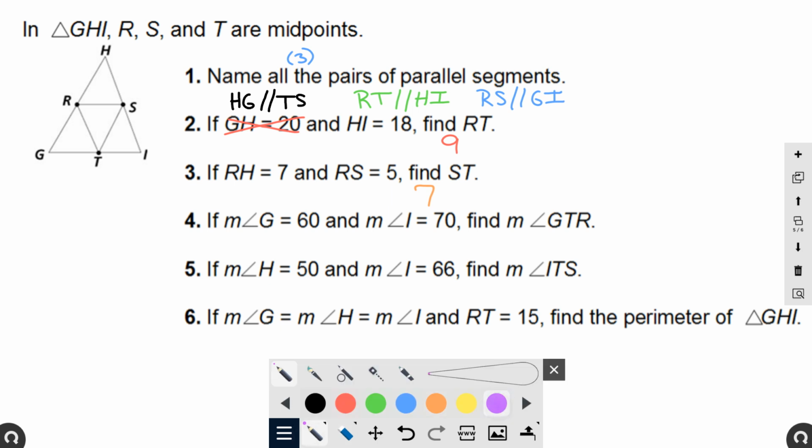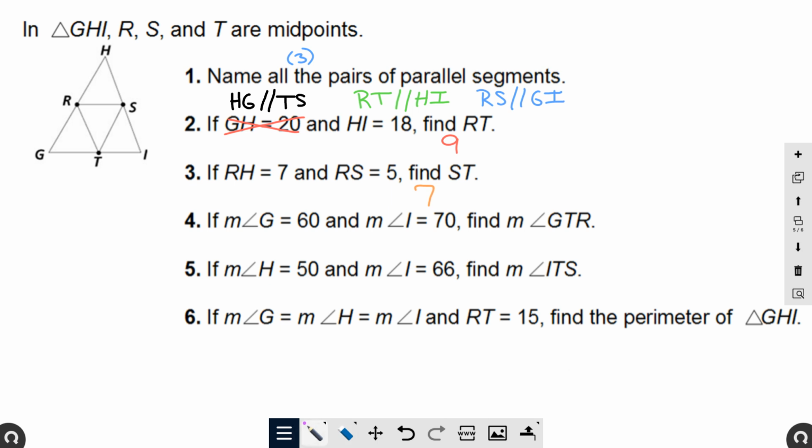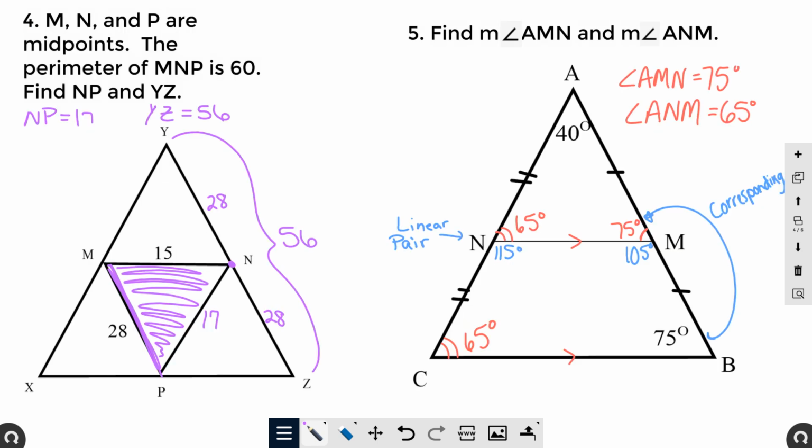Now, the next problem is talking about angles. So when we talk about angle measurements, we need to refer to the first statement, which lines are parallel. Okay, so it gives us angle G is 60. Angle I is 70. Find GTR. This is the angle that we need right here. Now, if we go back to the one that we talked about with angles, that's the last problem that we did. We said these two are corresponding, right?